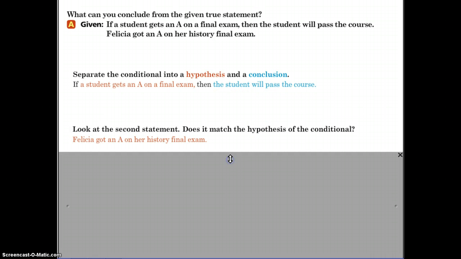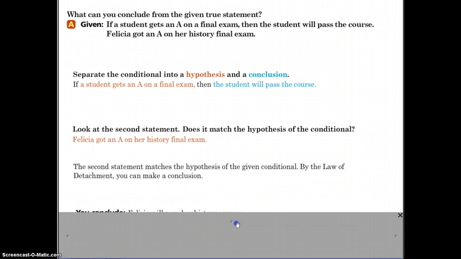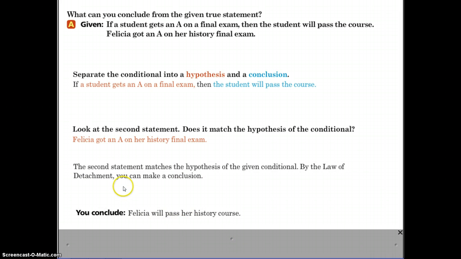So what you want to check is, look at the second statement you're given and does it match your hypothesis of the conditional. So our second statement is that Felicia got an A on her history final exam. And if we look, that does match our hypothesis that a student gets an A. So since we have a true if-then statement, our hypothesis came true, that tells us that our conclusion will come true. So the second statement matches our hypothesis. So by the law of detachment, you can make the conclusion. Our conclusion is that Felicia will pass her history course.